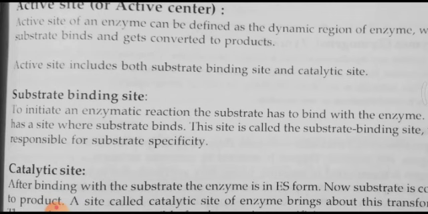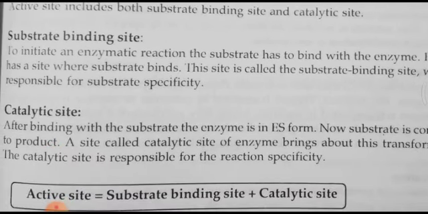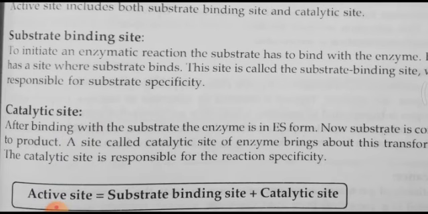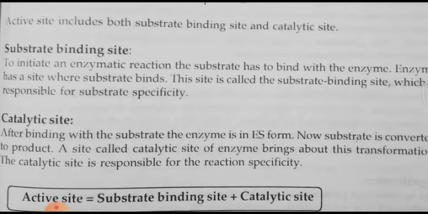What is the meaning of substrate binding site? To initiate an enzyme reaction, the substrate has to bind with the enzyme, and the site where the substrate binds is called the substrate binding site, responsible for substrate specificity. So only the specific substrate for the enzyme is going to bind to the binding site of the enzyme.